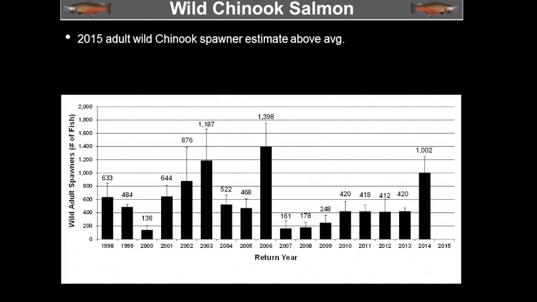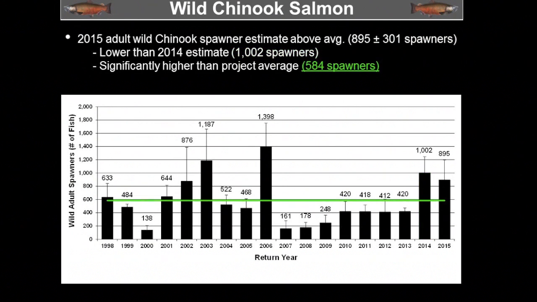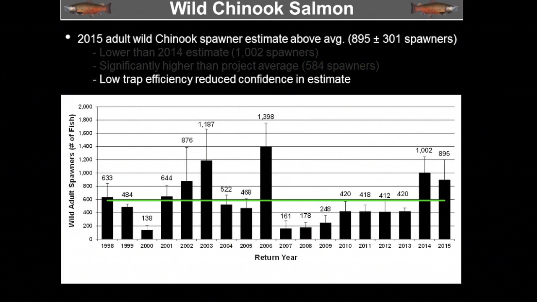The 2015 adult wild Chinook spawner estimate was above average, as 895 fish were estimated to have spawned in the basin upstream of Waterhouse Falls, lower than the 2014 estimate of 1,002 spawners, but significantly higher than the project average of 584 spawners. Unfortunately, low trap efficiency reduced our confidence in this estimate.